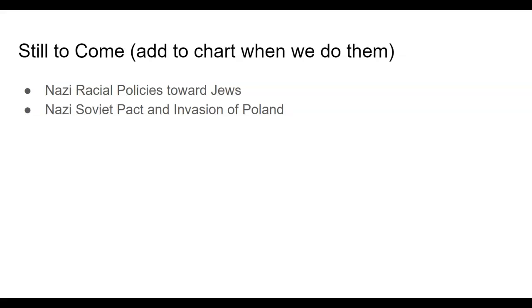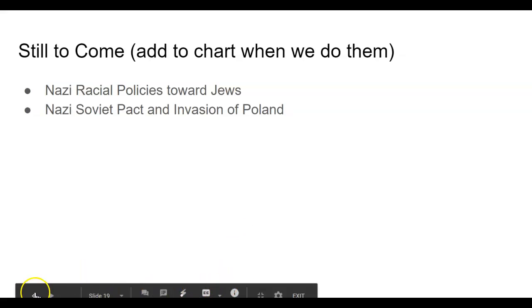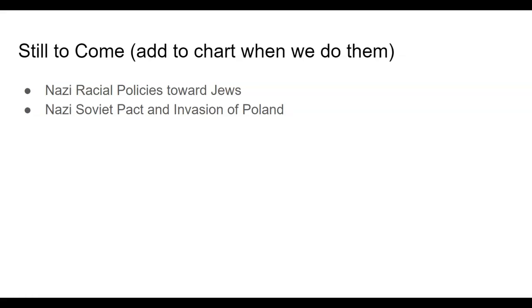Okay, so over the next couple of days, we're going to talk about the Nazi racial policies towards the Jews and see what they were doing on that front, because while it's not a major cause of the war, it will play a major role in the way the war is prosecuted and also in the Holocaust. And then we're going to talk about the Nazi-Soviet Pact and the invasion of Poland, and that will get us to the beginning of the war. So make sure you've got that graphic organizer filled in, and work your way down the sheet. Rewind the video if you need to.